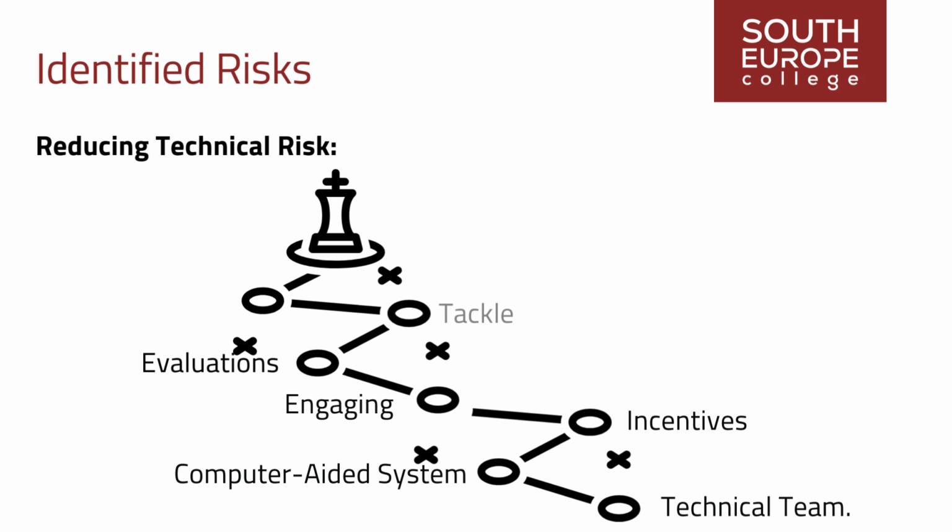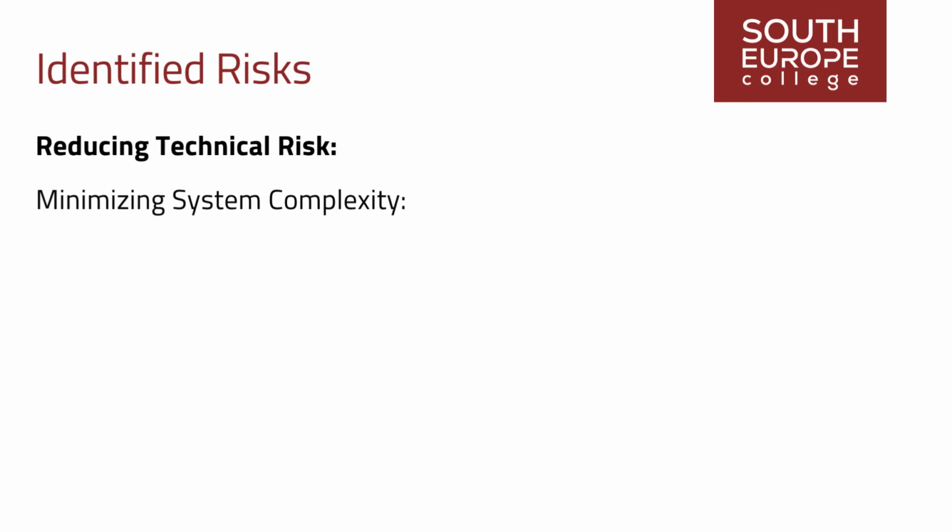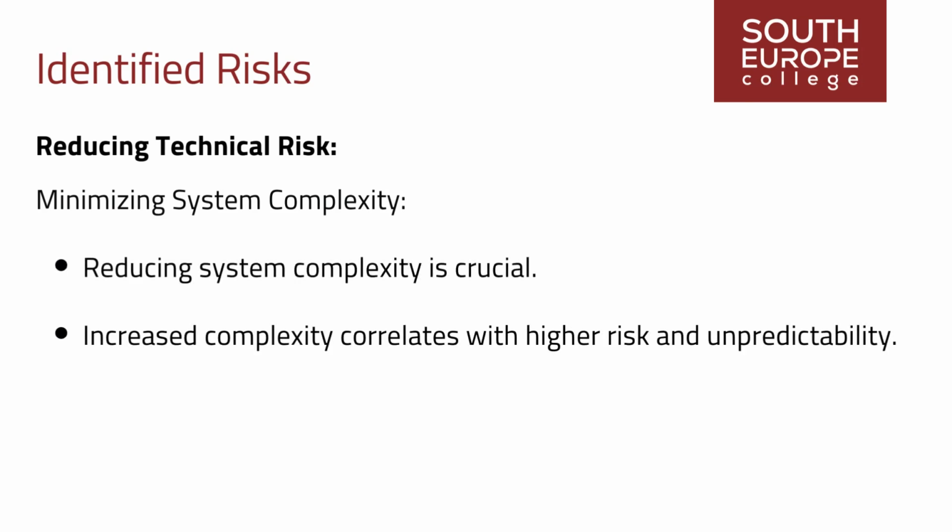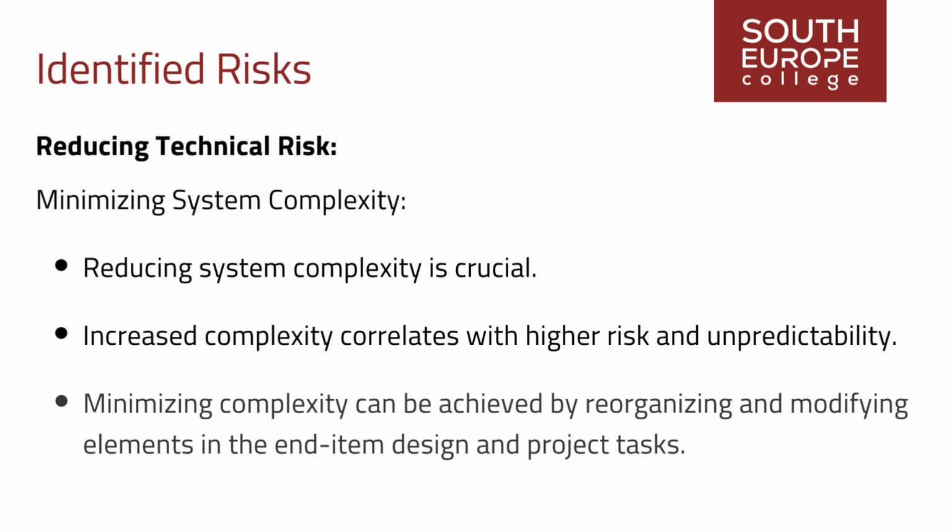Tackle risky tasks early in the project to allow time for risk impact reduction. Minimize system complexity. Reducing system complexity is crucial, as increased complexity correlates with higher risk and unpredictability. Minimizing complexity can be achieved by reorganizing and modifying elements in the end item design and project tasks.